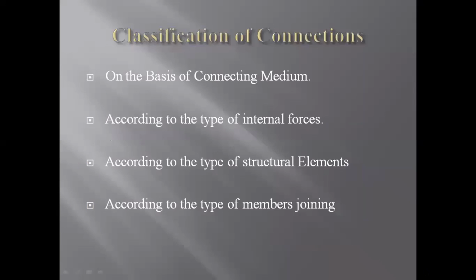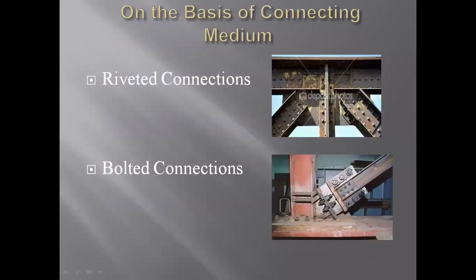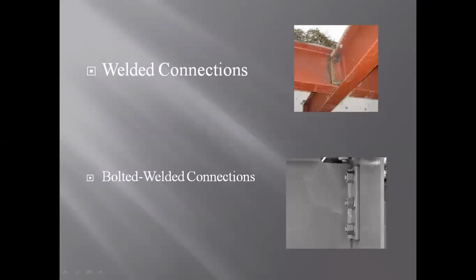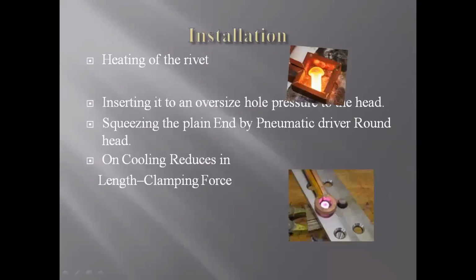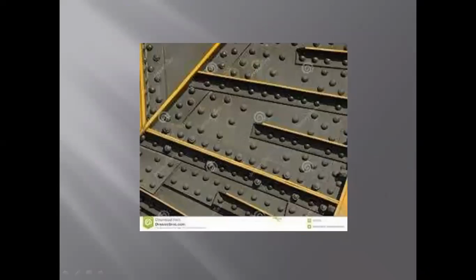See, the classification of connections are described here: riveted connections, bolted connections, welded connections, bolted welded connections. And this is how the rivet looks like. It won't have any thread portion. There will be only head and shank. That's how rivet is going to be used as a permanent connector. Okay. And you can see how the rivet is going to be installed to connect two parent members. So this is how the riveting looks like.